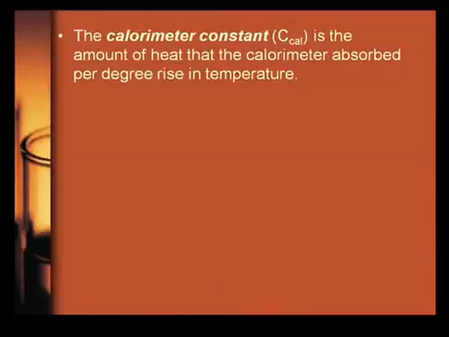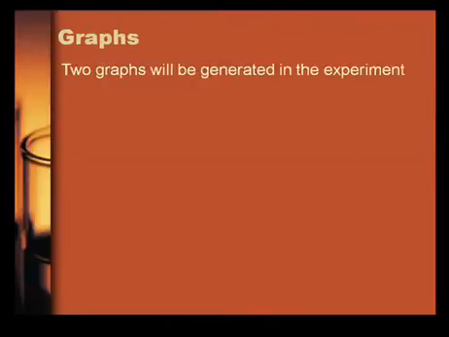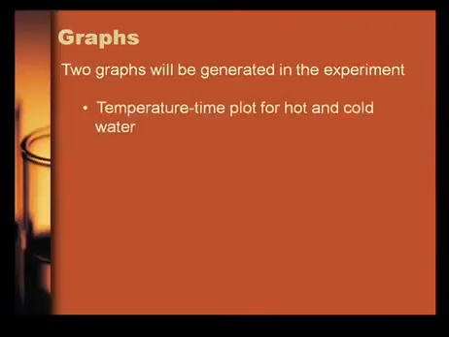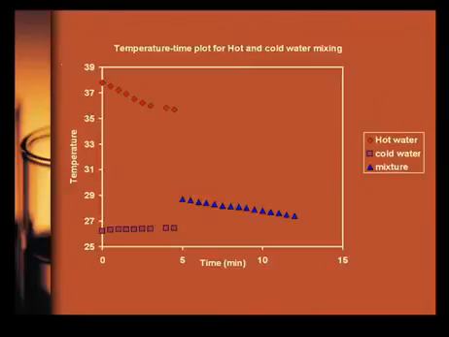The calorimeter constant, or C-cal, is the amount of heat that the calorimeter absorbed per degree rise in temperature, or the heat capacity of the calorimeter. So, two graphs will be generated in this experiment. A temperature time plot for hot and cold water, and a temperature time plot for a neutralization reaction. So what do these plots look like?